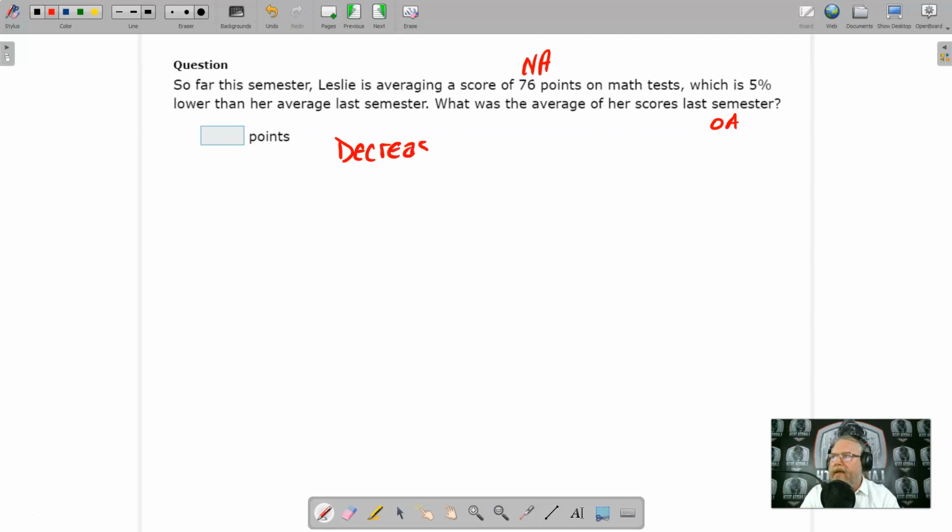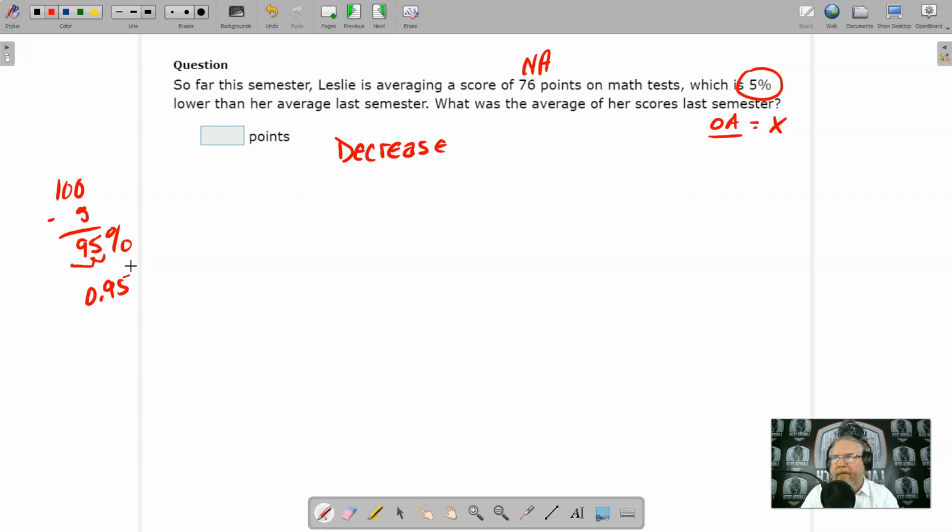D-E-C-R-E-A-S-E. So since it is a decrease situation, she's losing 5%. So how much is she getting to keep? Well, 100 minus 5 equals 95. So she's actually getting to keep 95% of her original score. Her original score is what we don't know. The original amount is the unknown. This is going to be our value of x. So 95% as a decimal is 0.95. Move the decimal over two places.